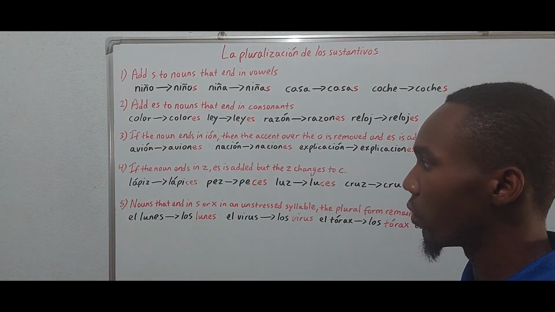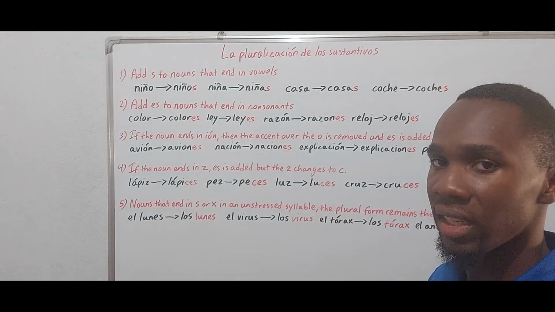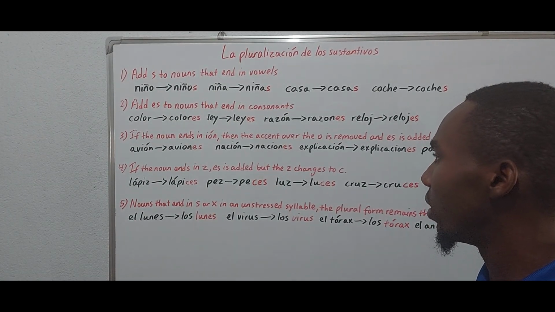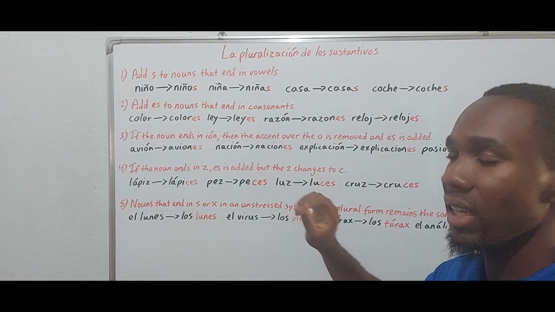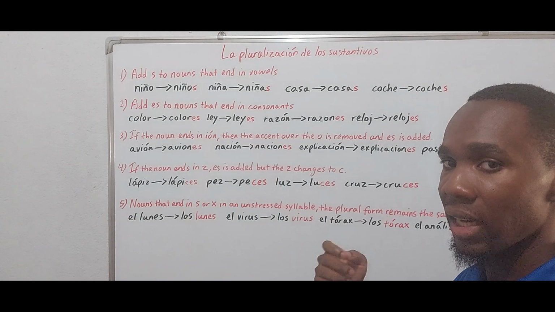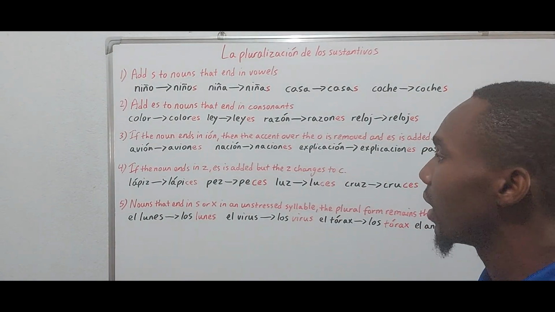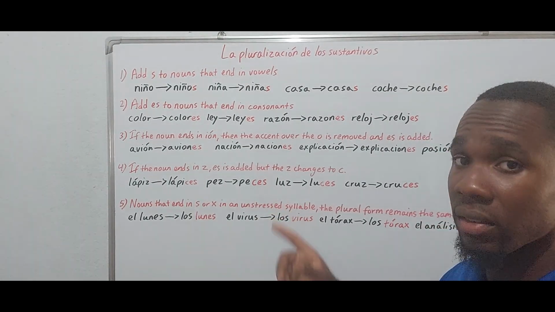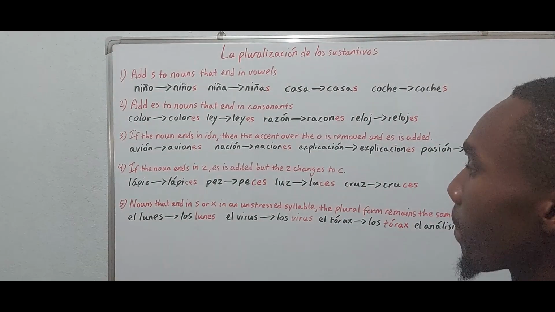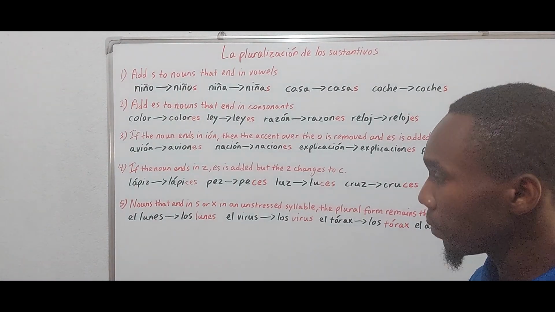Regla número 4. If the noun ends in Z, or in Spanish, zeta, es is added, but the Z changes to C. So this is important. When we have a noun that ends in Z, we change that Z to C and add es, right? So lápiz, pencil, becomes lápices, and you keep the accent. So if there was an accent, you keep that accent. Pez becomes peces. Pez meaning fish.